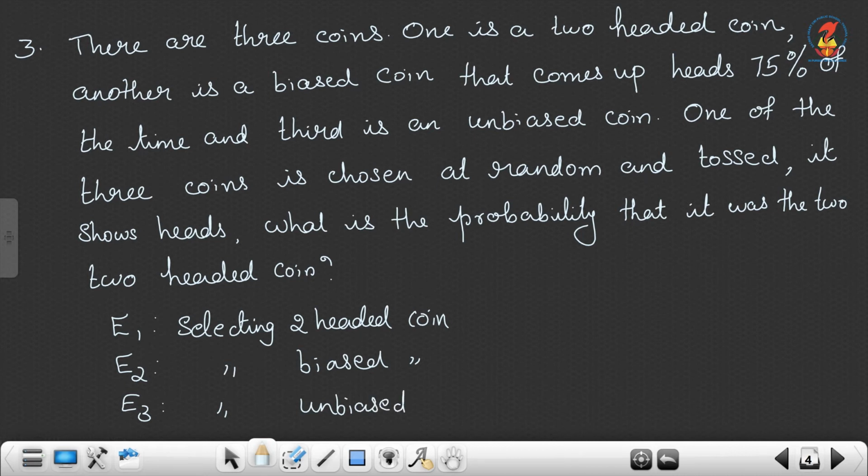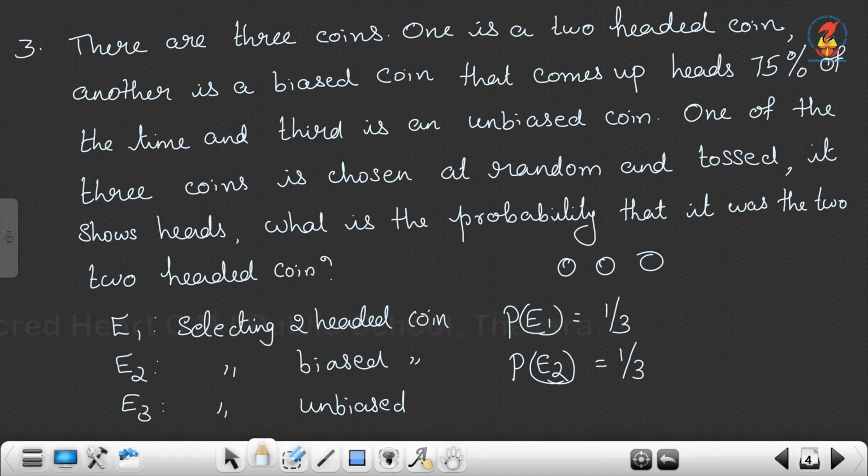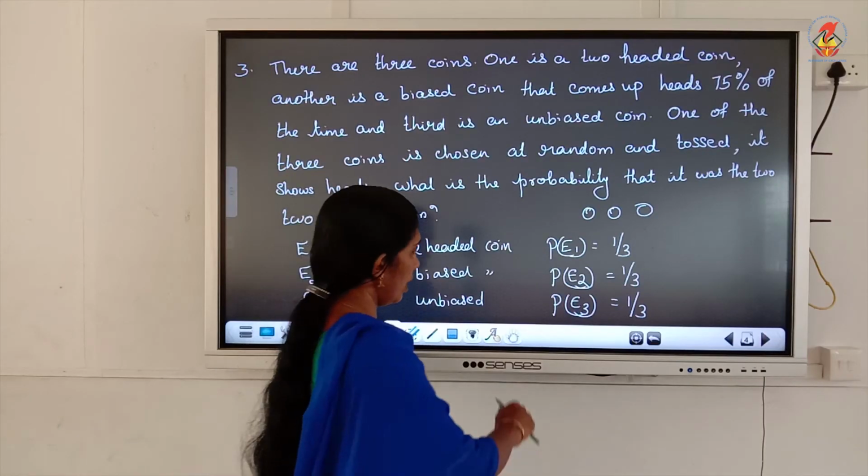Okay. So what is the probability? P of E1. We have 3 coins, selecting one of the coin. That is the experiment. So selecting two-headed coin. Two-headed coin only 1 out of 3. So that is same as P of E2. P of E2 means selecting biased coin. That's only 1 biased coin out of 3. Then P of E3, selecting unbiased coin. That is only 1 out of 3. So all the probability is P of E1, P of E2, P of E3, 1 by 3.